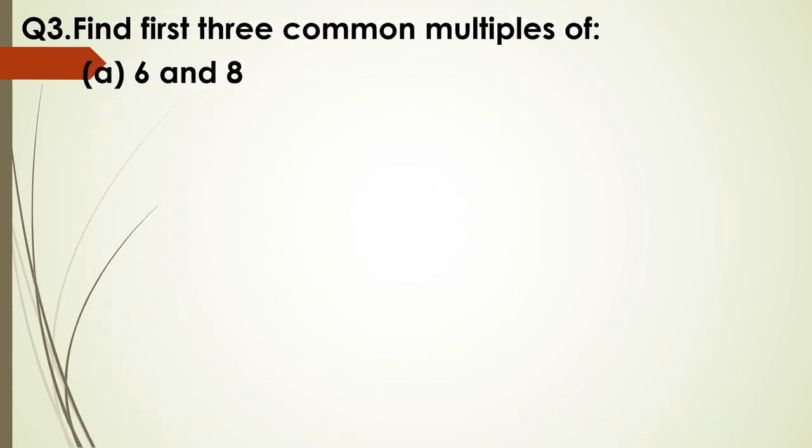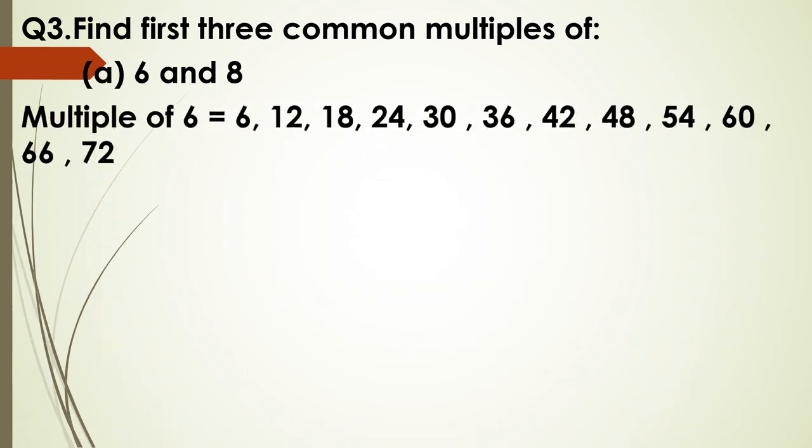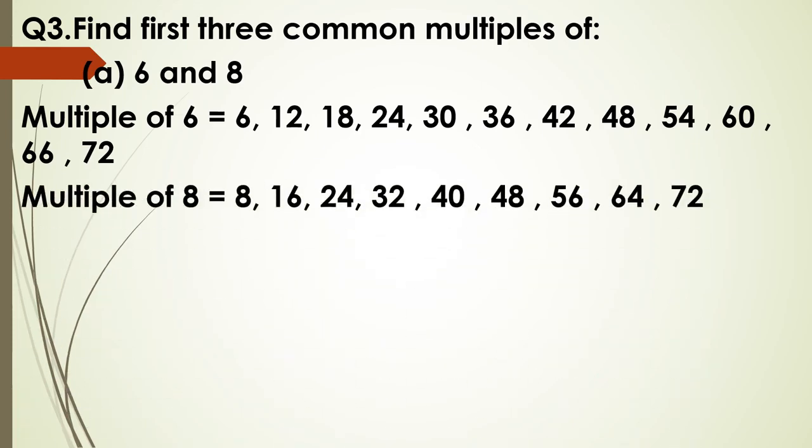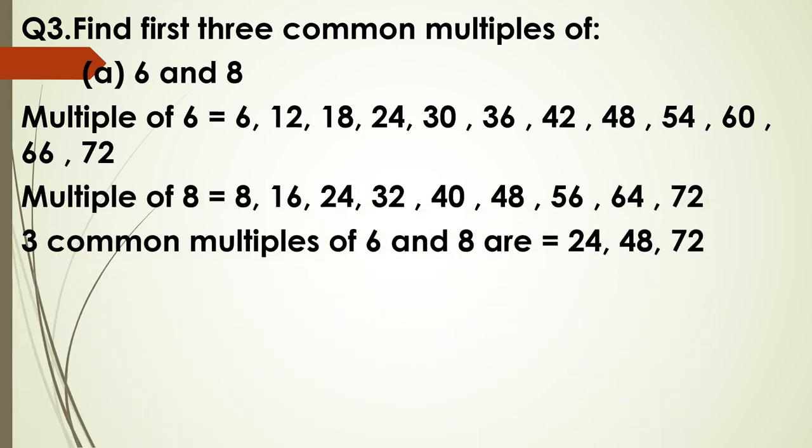Question number 3. Find first 3 common multiples of 6 and 8. Write down multiples of 6. Then write down multiples of 8. And then find out 3 common multiples of 6 and 8. If you have written multiples of 6 up to 60 only, then you are not able to find out 3 common multiples. Then extend it. Okay. It is 66 and 72 also. But you have to find out first 3 common multiples.